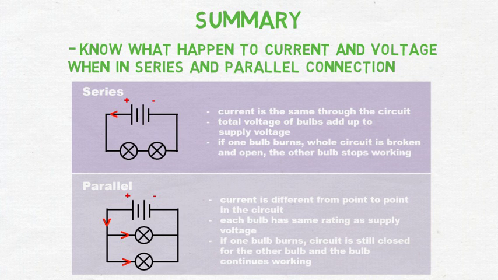In a parallel circuit, current is different from point to point in the circuit. Each bulb has same rating as supply voltage. If one bulb burns, circuit is still closed for the other bulbs and the bulbs continue working.